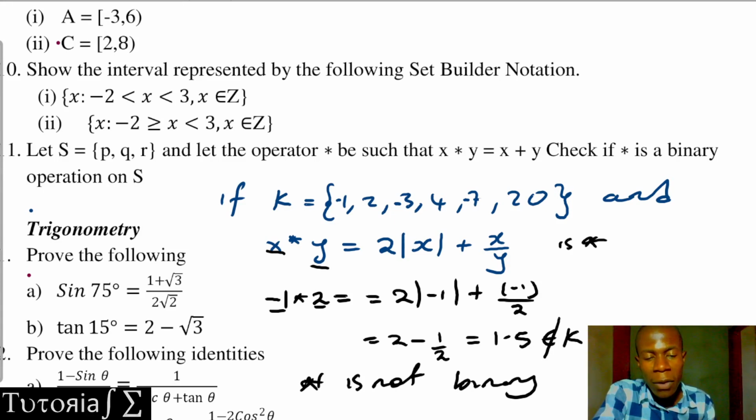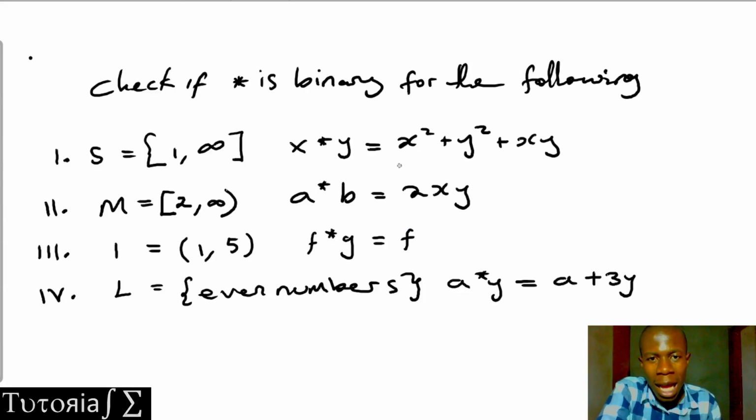And let me just display a few workouts for you. Then we move on to set theory with the axioms. So this is where we'll be looking at the axioms of set theory. All right, so these are the questions I want you to try out. Check if star is binary for the following. So for each of these, you're going to check if star is binary. If it is not binary, you have to show us why it is not binary. If it is binary, you have to show us why it is binary as well.